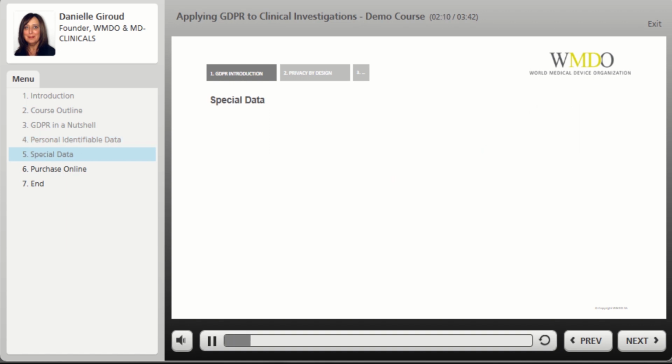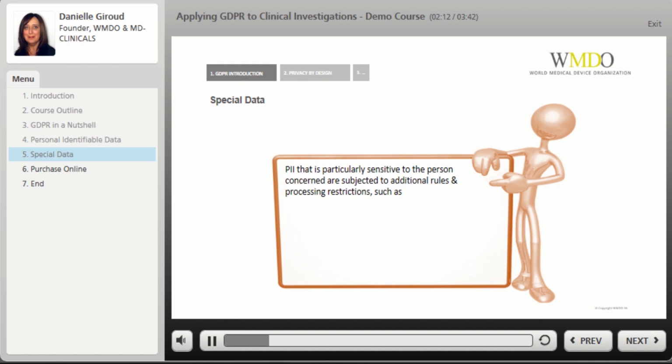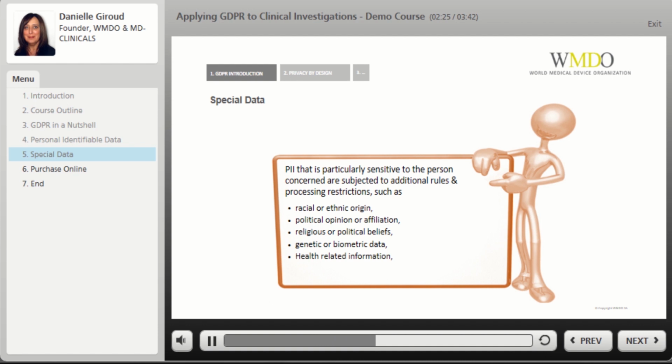GDPR goes one step further for sensitive data, meaning information about racial or ethnic origin, political opinion or affiliation, religious or political beliefs, genetic or biometric data or health-related information, or sex life or information about sexual orientation. Here again, as in clinical research, we are handling at a minimum health data of the patients, meaning sensitive data. Our activities clearly fall under the application of the GDPR.